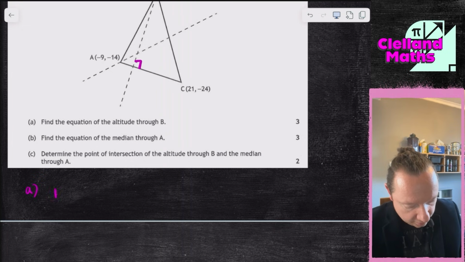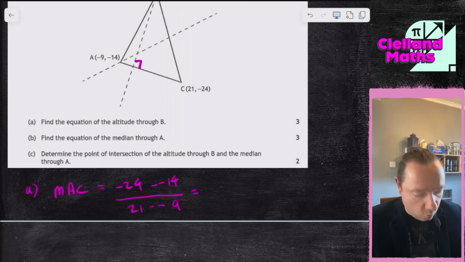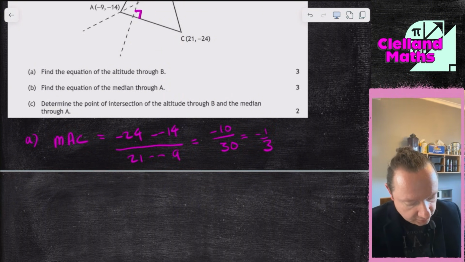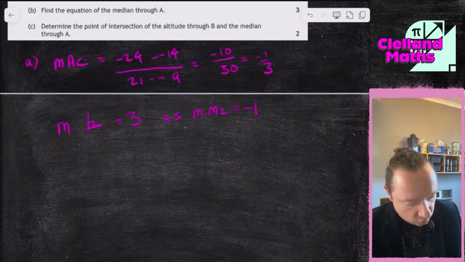So for part A, the gradient of AC is minus 24 minus minus 14 all over 21 minus minus 9. Use a calculator anytime you want, but that is minus 24 plus 14 is minus 10 over 30, which is minus a third. So that means the gradient of our perpendicular is equal to 3 as m1 m2 equals minus 1. And then the point I'm using is B, which is (9, 20).